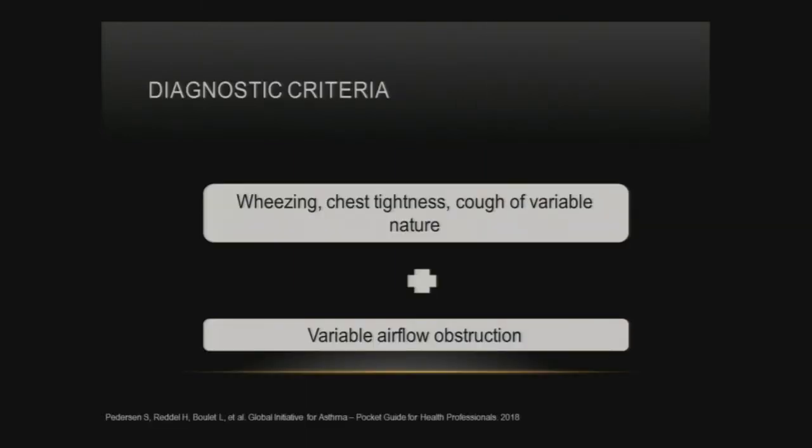So diagnostic criteria, a lot of this stuff that I talk about is structured around the GINA guidelines, which stands for Global Initiative for Asthma, and it's a group that comes up with the guidelines and recommendations for a lot of asthma diagnostic strategies and treatment strategies. So the diagnostic criteria for figuring out whether somebody has asthma or not is symptoms of wheezing, chest tightness, and cough of variable nature, plus a variable airflow obstruction. And the thing that I want to emphasize is the variable nature of symptoms. Otherwise you can say, why isn't this COPD or emphysema? For asthma, it's the variable quality of symptoms that is the key.